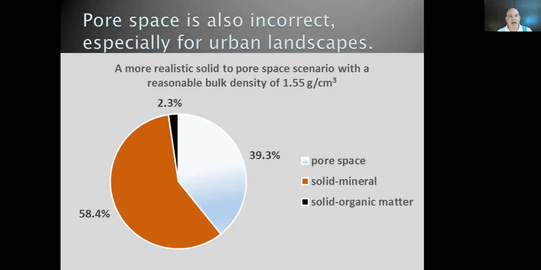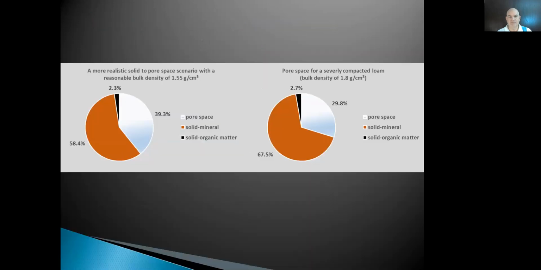Typically these soils are not 50-50. They're more compacted usually because of traffic or tillage, and we get bulk densities that are higher. If I have a bulk density of 1.5, 1.6, I'm actually probably okay. 1.6 might be a little high, but 1.5 is pretty good. But if I have, here's one with 1.55, you can see that I've got less total pore space and I've got more total solid material.